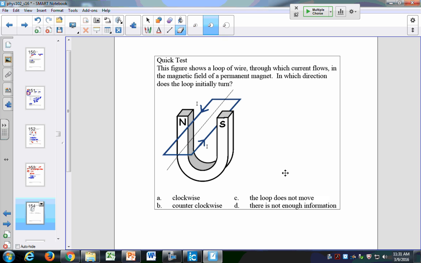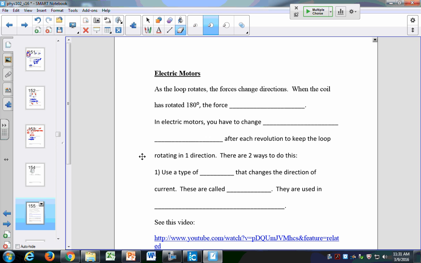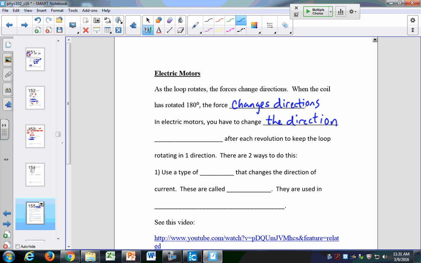So let's talk about electric motors and how we take this force and actually make it into something that's a little more useful. So as the loop rotates, that force changes directions, and when the coil is rotated, as we said, 180 degrees, those currents have switched places so that one current where it was going into the page is now coming out of the page. And so the force changes directions. In electric motors, then, you have to change the direction of the current after each revolution to keep the loop rotating in one direction.